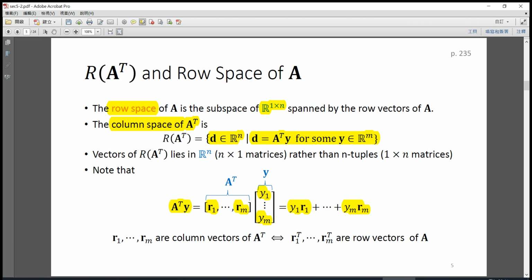And we know that if r1 is the first column vector of A transpose, then r1 transpose will be the first row of matrix A. And similarly, if rm is the mth column vector of A transpose, then rm transpose will be the mth row of matrix A. And we know that the column space of A transpose lies in R^n, and the row space of matrix A lies in R^(1 times n).